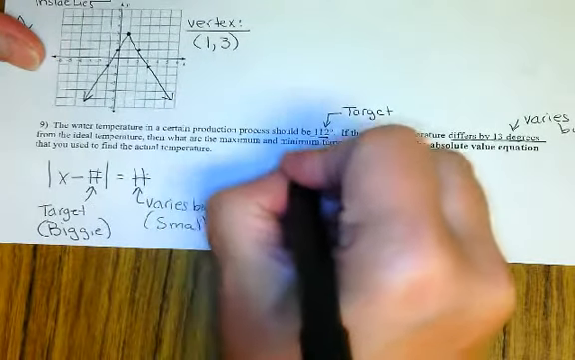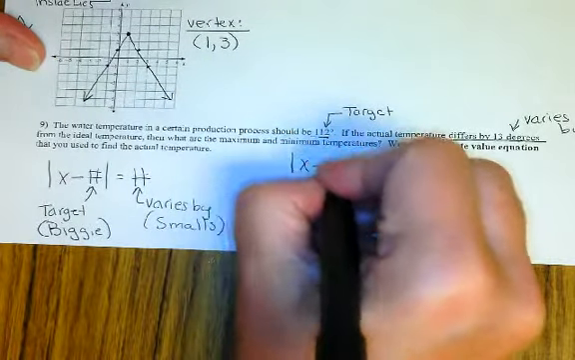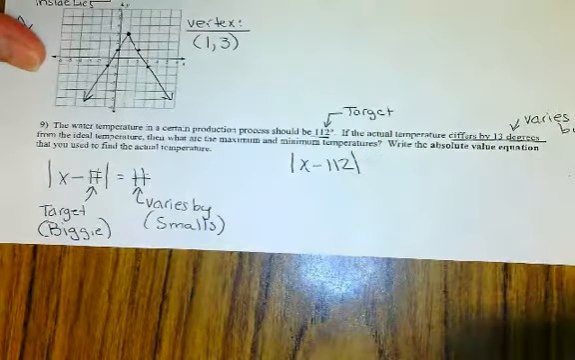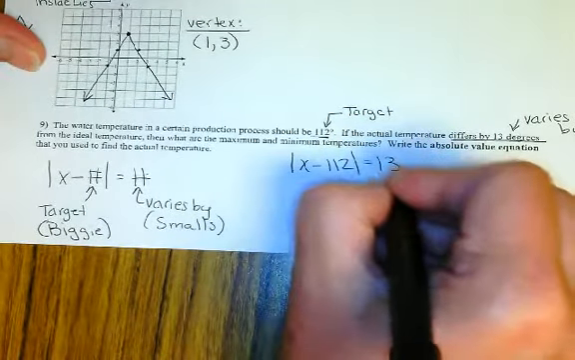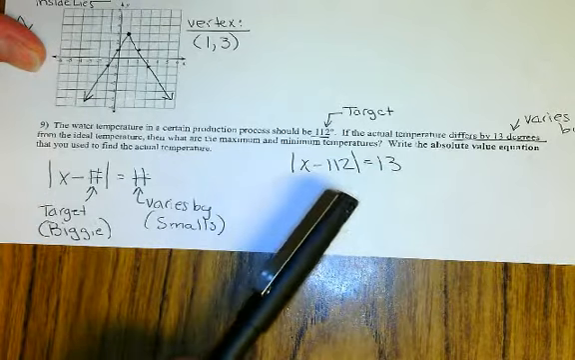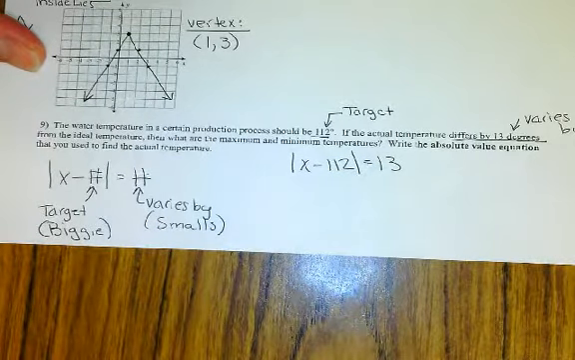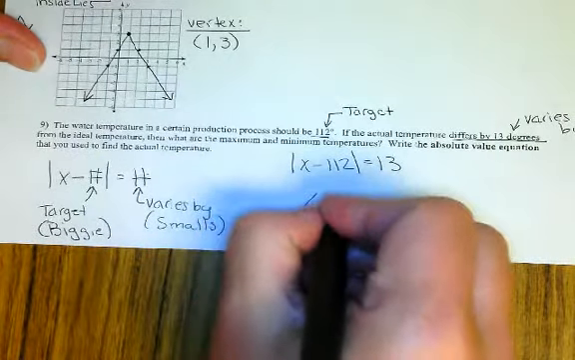All right, so let's write an equation. So the absolute value of x minus 112 equals 13. So again, I have my minus sign, I have my biggie, and I have my smalls. All right, so I'm going to split it up.